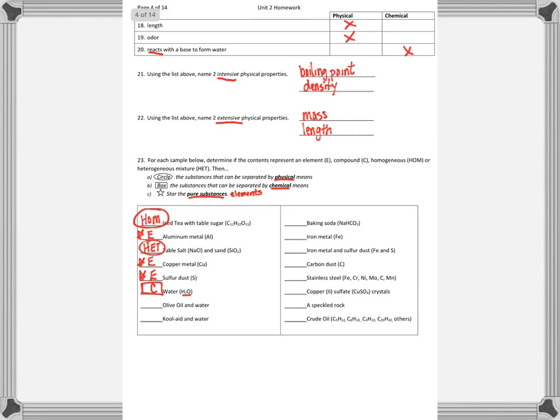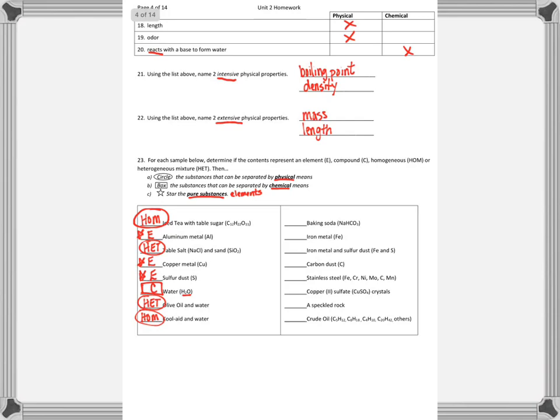Olive oil and water, that's a mixture. Well, they're not going to combine, so you can tell that there's two different substances in there, so that would be heterogeneous. And we can separate them by physical means because there's no chemical bond between the olive oil and the water. Kool-Aid and water, again, we have another mixture, but this one looks the same throughout, so it's going to be homogeneous, and we can separate it by physical means.